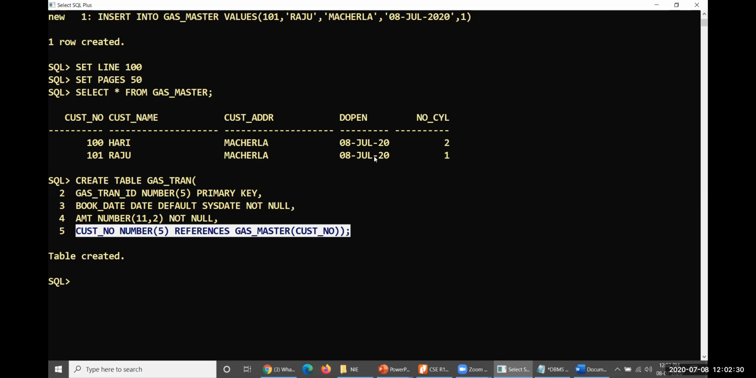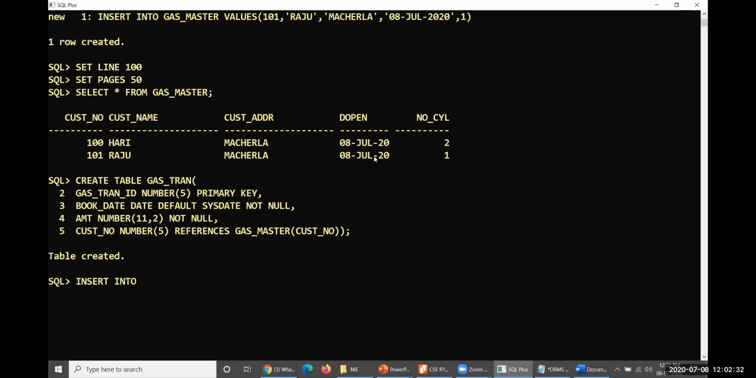Now look at this. Insert into the table named GAS_TRAN values. Okay, let us consider. Because we have already given booking date as system date, I'd like to take GAS_TRAN_ID, comma, booking date is already system date, so AMT, comma, CUST_NO, the customer number. So what values are we supposed to take into consideration here? Let me take all these values to be filled here.